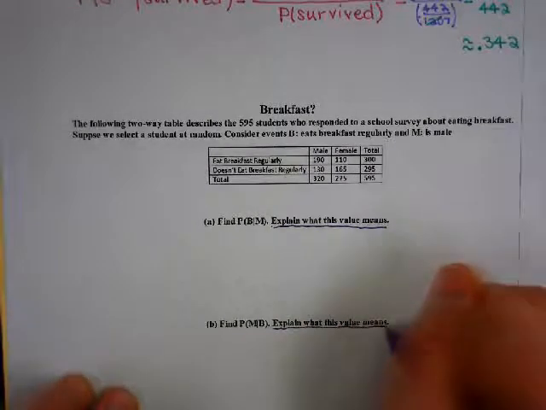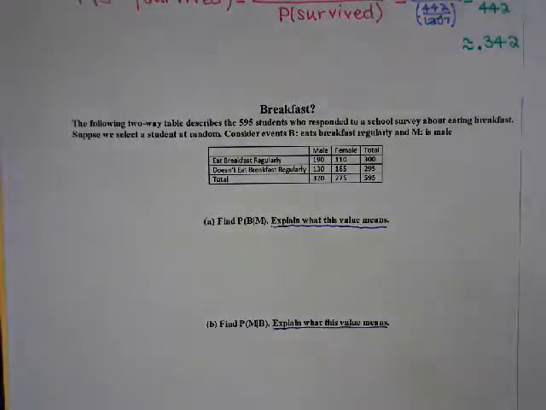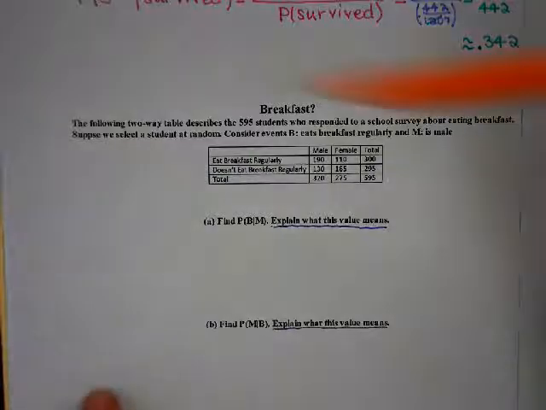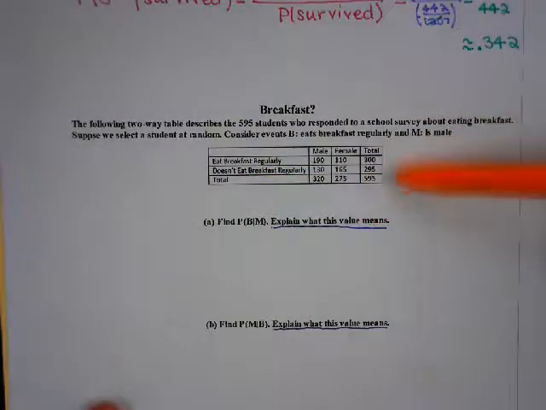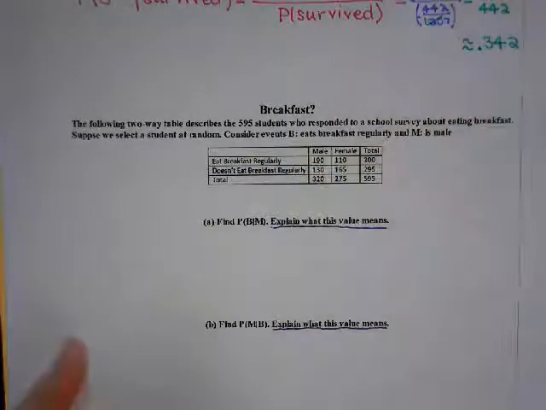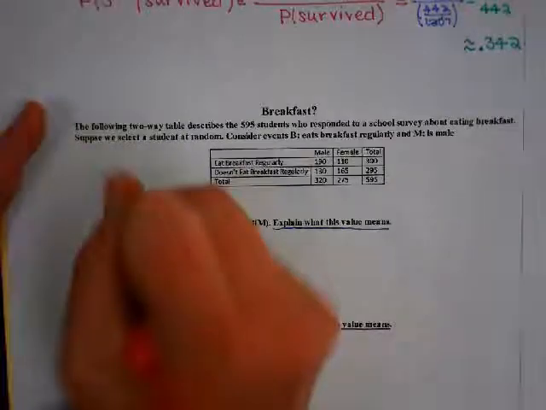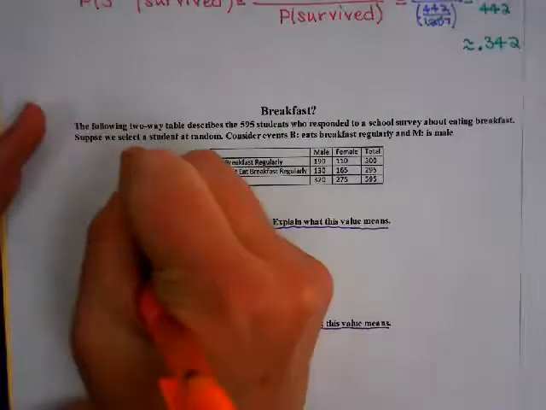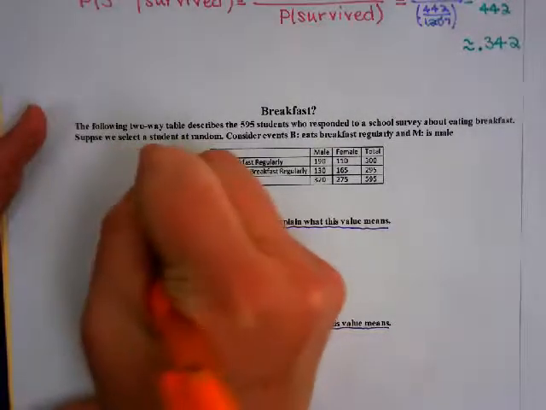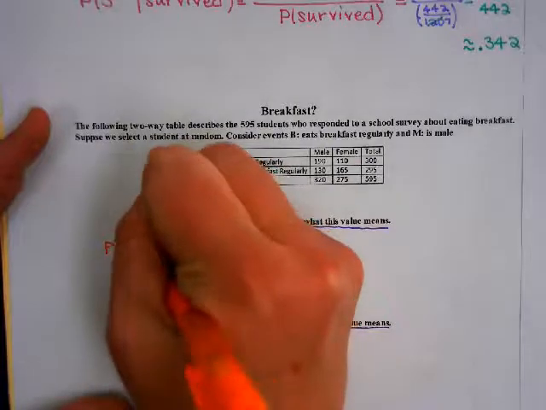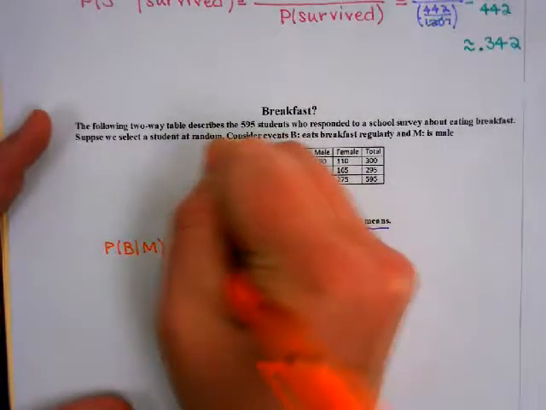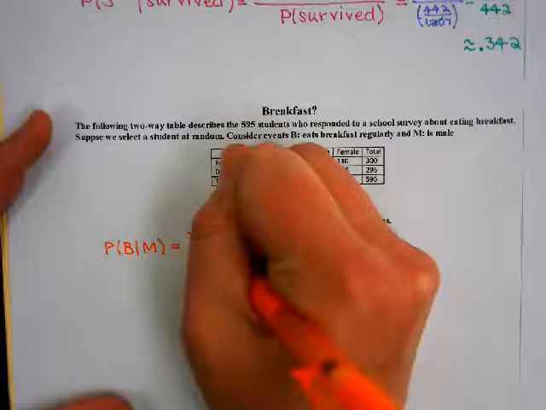Oh, by the way, this table has total rows and columns. Sometimes they don't, sometimes they do. So I try to make my notes. So the probability they eat regularly given they're male. We want to find the probability that they eat regularly and they're male, divided by the probability that they're male.